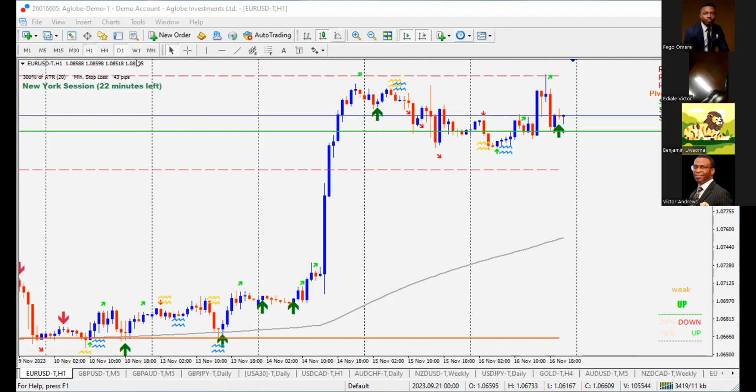Okay, somebody is asking a question. Can the indicator work on phone? Unfortunately, no, the indicator will not work on phone. But we are coming up with another strategy that you can use on phone.